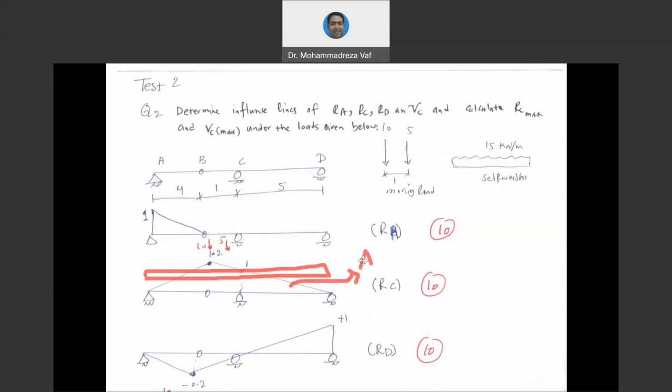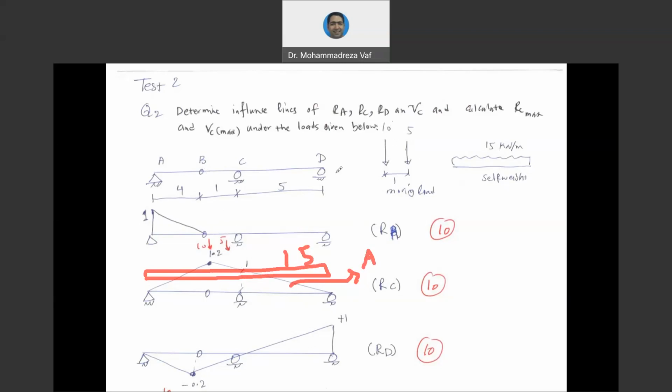So we just need to calculate how much is this area here and multiply it by 15 because the intensity of load is 15. So that is going to give us the support reaction due to the uniform load. And then for the point loads that are moving, if you look carefully at the graph, we can see the highest value of the influence line is when the load is at point B and the intensity is 1.2.